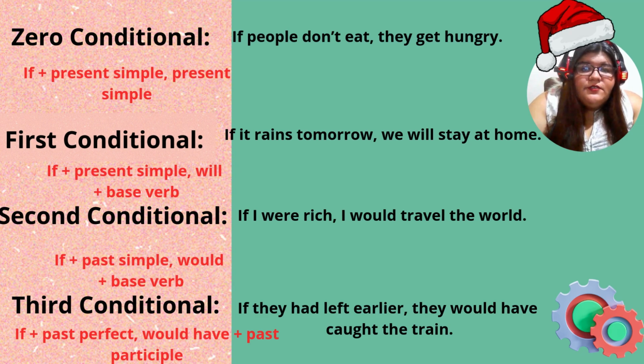Then we have the second conditional. The structure of the second conditional is if plus the past simple, plus the comma, plus would plus the verb in its base form, right? For example, if I were rich, I would travel the world. Then we have the third conditional. We have if plus the past perfect, plus the comma, plus will have plus the past participle of the verb. And for example, we have if they had left earlier, they will have got the train. But let's see more of this in detail.